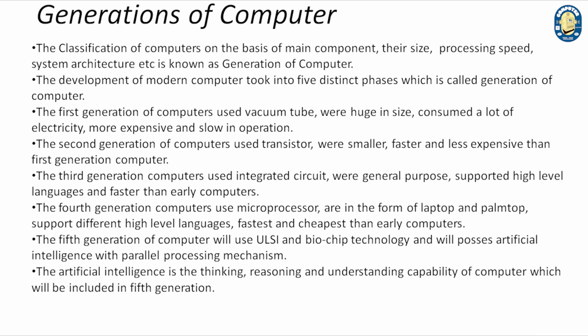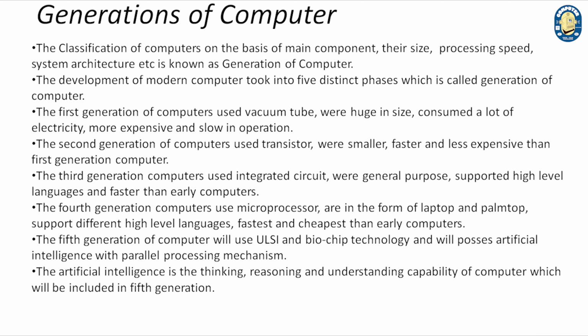The first generation of computers used vacuum tube, were huge in size, consumed a lot of electricity, more expensive and slow in operation. The second generation of computers used transistor, were smaller, faster and less expensive than first generation computer. The third generation computers used integrated circuit, were general purpose, supported high-level languages, and faster than early computers.